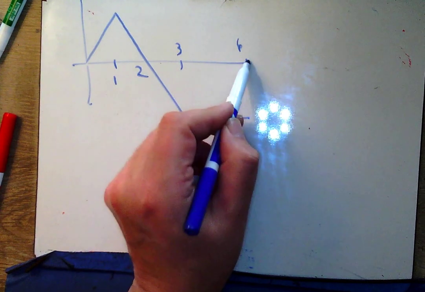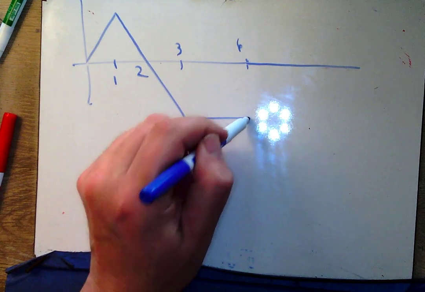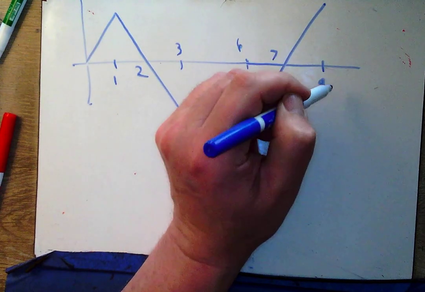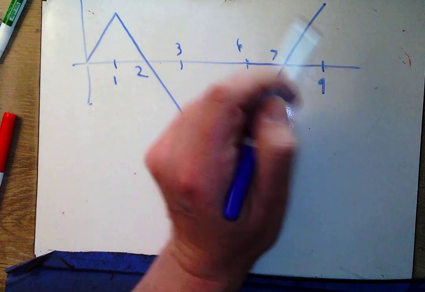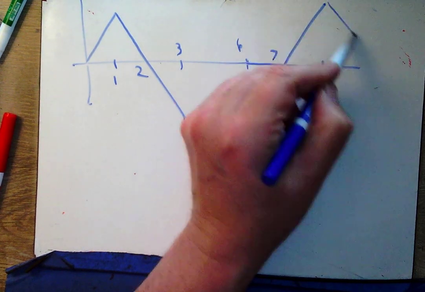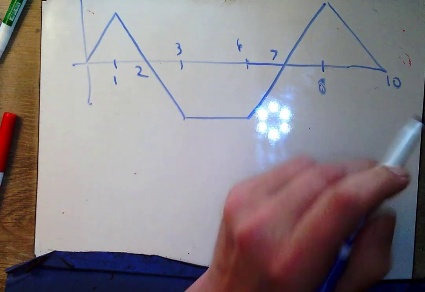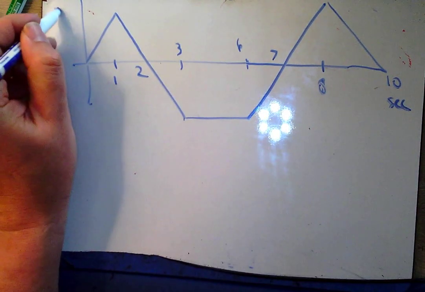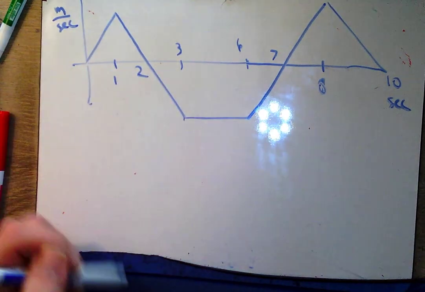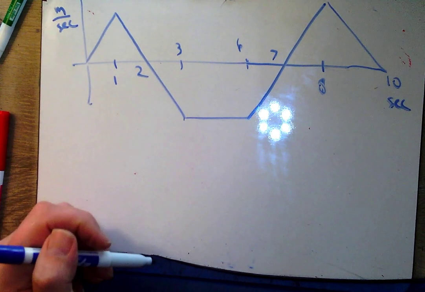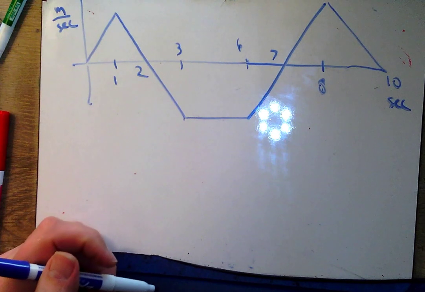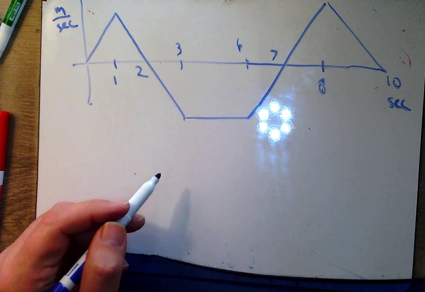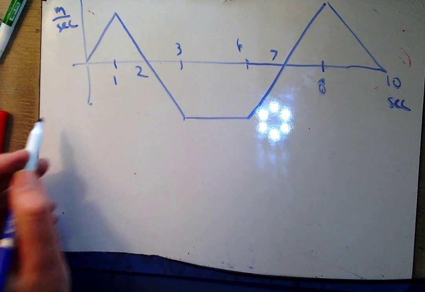And then there's 7, there's 8, and then that's an 8, not a 9. And over here for 10. These are seconds, and this is meters per second, so this is a velocity graph. Find where the particle is at the end of the trip. Oh, in the stem, they say the particle starts at x equals 2 when time equals 0.